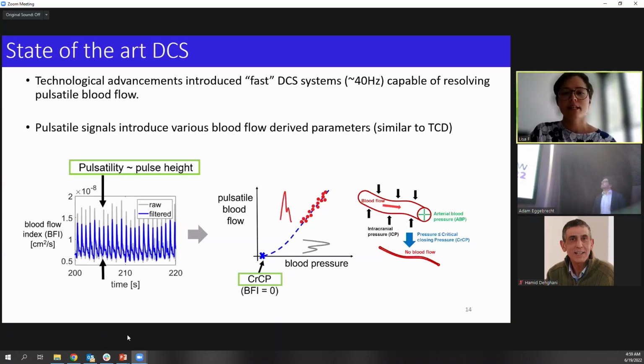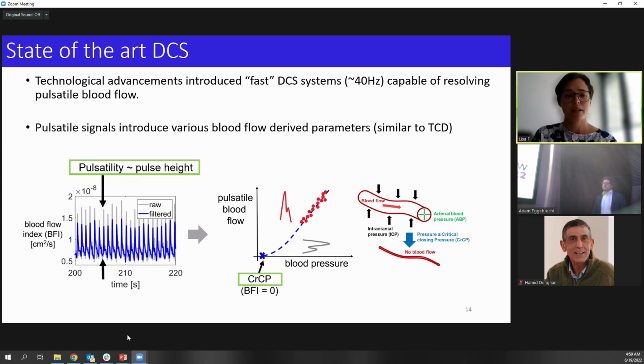So what does DCS look like today? Today we are able to measure fast pulsatile blood flow signals using systems that have acquisition rates of around 40 Hertz. And these pulsatile signals have allowed us to introduce various blood flow derived parameters similar to what's been seen in the transcranial Doppler world.